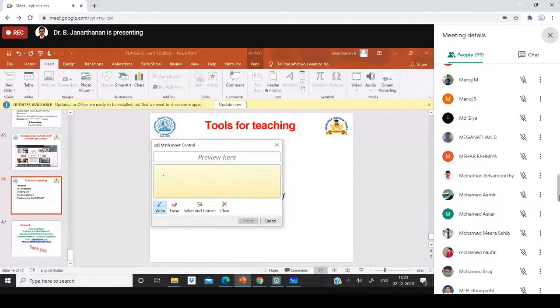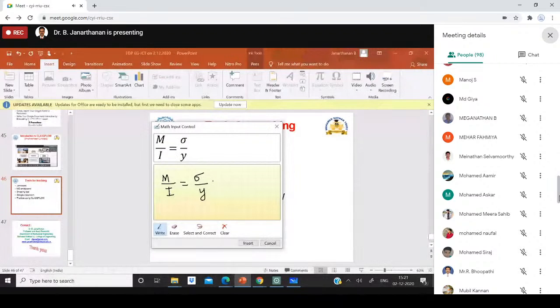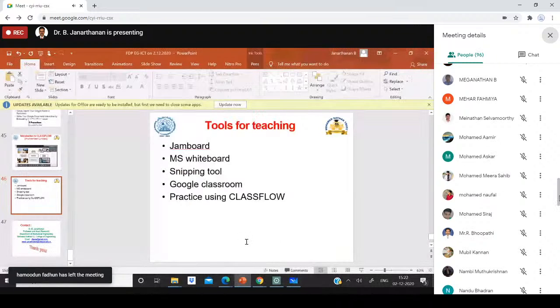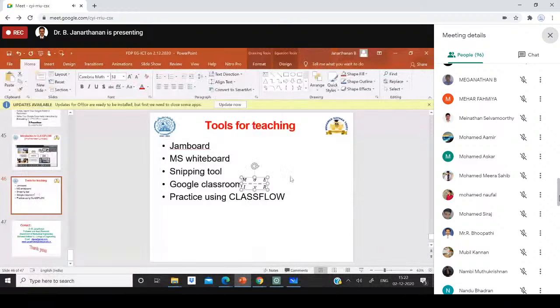So suppose I write the bending equation, M by I is equal to sigma by y is equal to E by R. You see, it is instantly converted, and if I say insert, then it will be inserted into this. So it is very handy while preparing the PowerPoint or while preparing the document. It is very easy if you use this kind of tablet for writing. So that is one advantage of this.